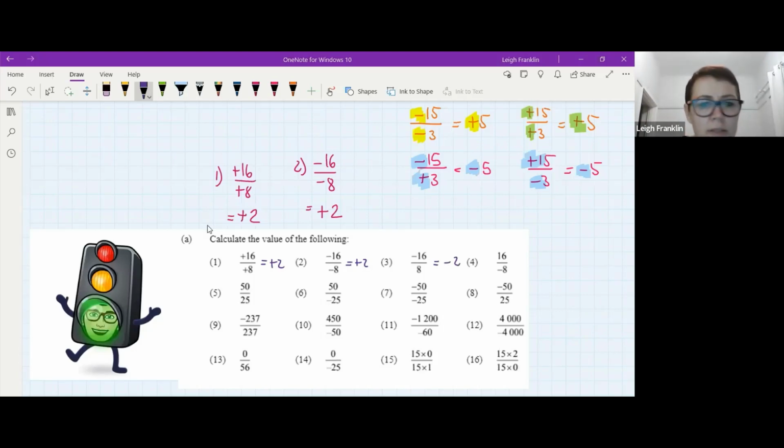Good, Boucle, well done. Anati, do question 4 for us, please. Question 4 is negative 2. It's also negative 2 because a positive divided by a negative is a negative. Good. Tatum, do question 5 for us, please, Tatum.